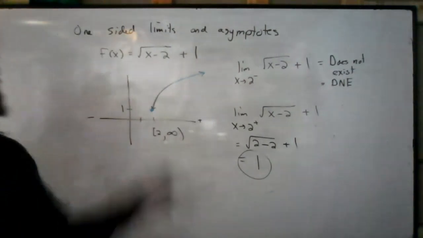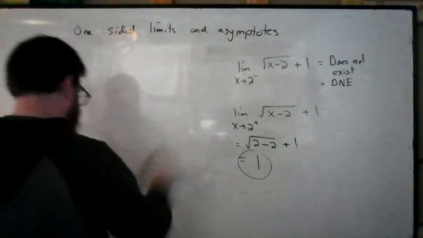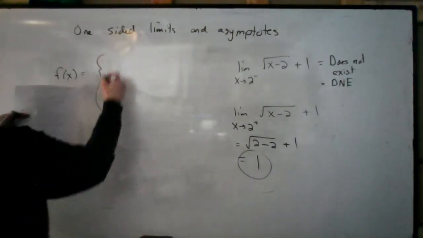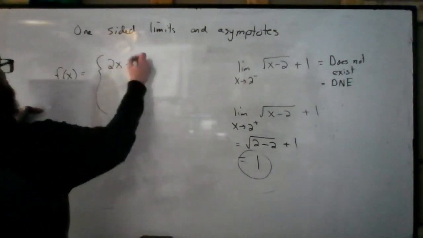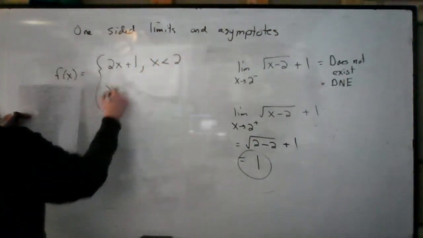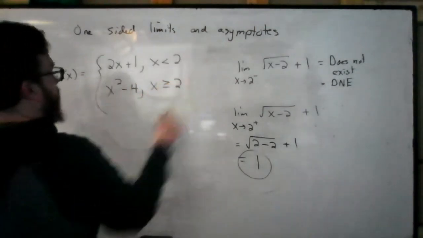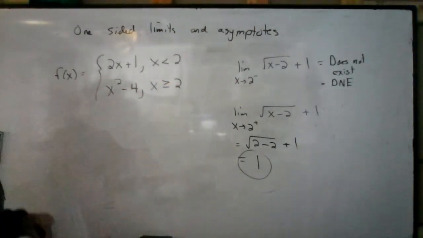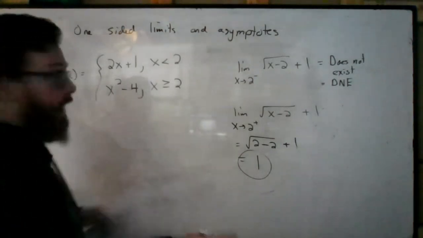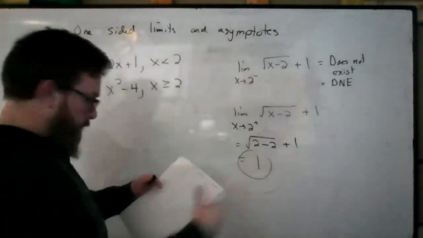Other one-sided limits we like to look at are piecewise functions. f of x is equal to 2x plus 1 when x is less than 2, and x squared minus 4 when x is greater than or equal to 2. Now what we know is this function has two different curves depending on if you're to the negative side of 2 or if you're to the positive side of 2.